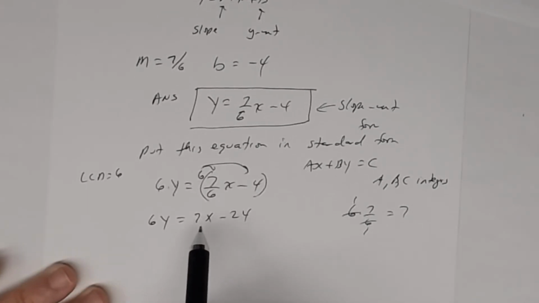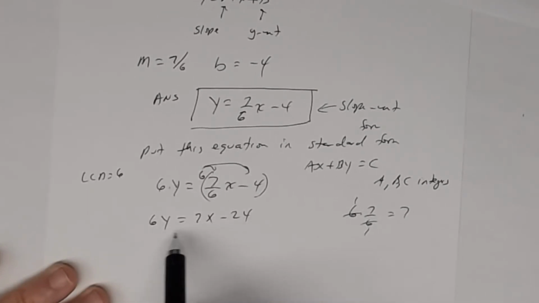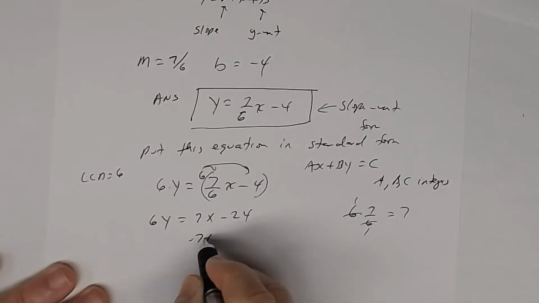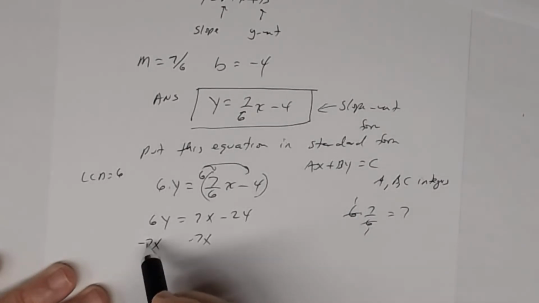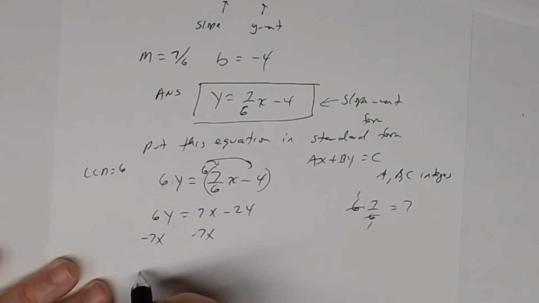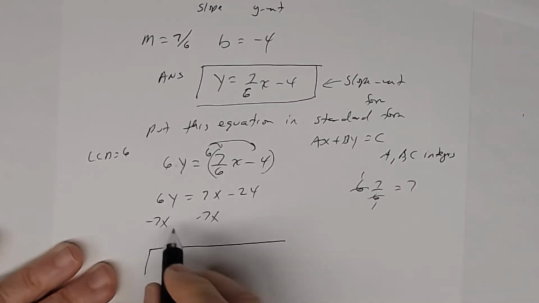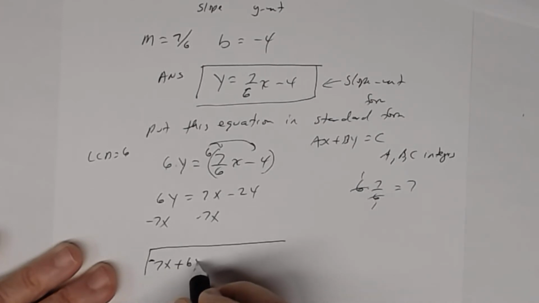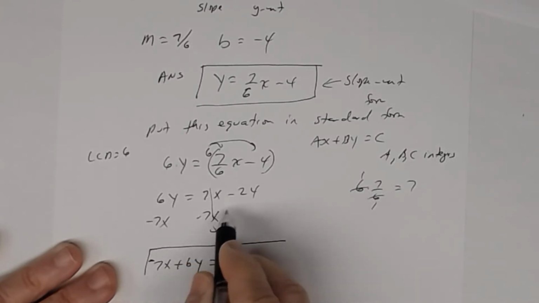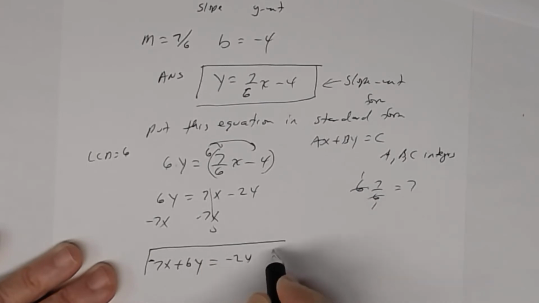All right, and then all you do is one more step. You're going to bring the 7x to the other side. So you're going to subtract 7x from both sides. And let's put x first. So I get the answer in standard form will be negative 7x plus 6y equals negative 24. Okay, so that is standard form.